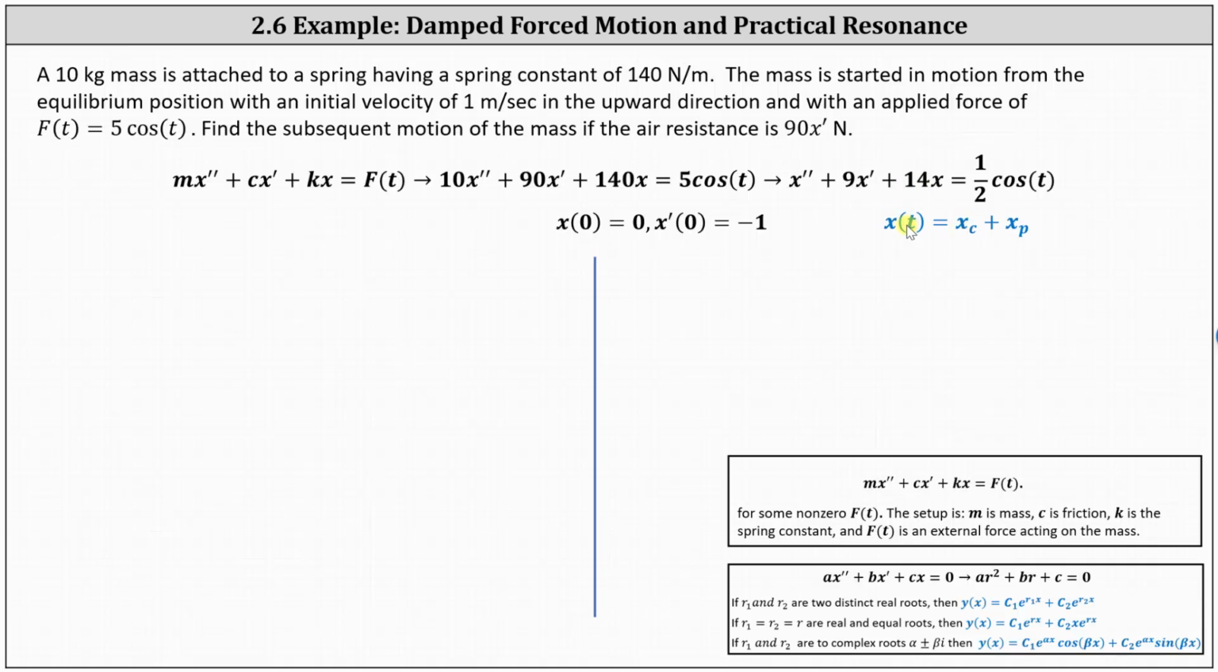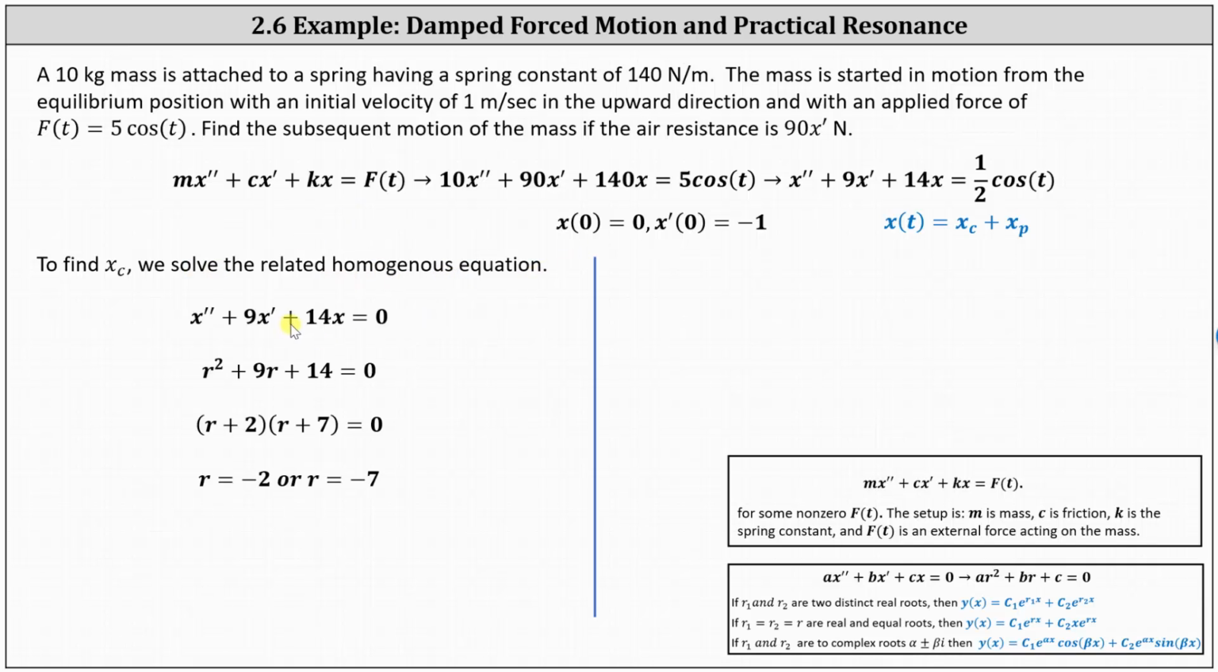Recall the general solution x of t is equal to x sub c plus x sub p, where x sub c is the complementary solution and x sub p is a particular solution. And now let's work on determining x sub c. To determine x sub c, the complementary solution, we solve the related homogeneous equation, which is x double prime plus 9x prime plus 14x equals 0. The corresponding characteristic equation is r squared plus 9r plus 14 equals 0. Solving for r, we have r equals negative 2 or r equals negative 7.